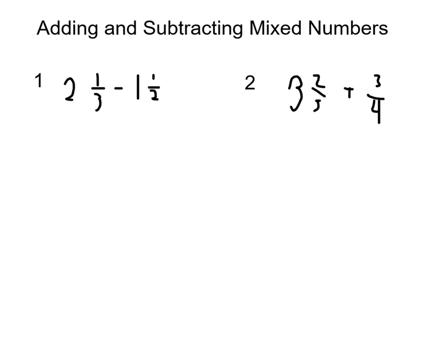Quick review of how we change a mixed number into improper. We take the whole number, in this case 2, we multiply by the denominator, in this case 3, then we add the numerator, in this case 1. So that will become 2 times 3 is 6, 6 plus 1 is 7, that becomes 7 over 3.